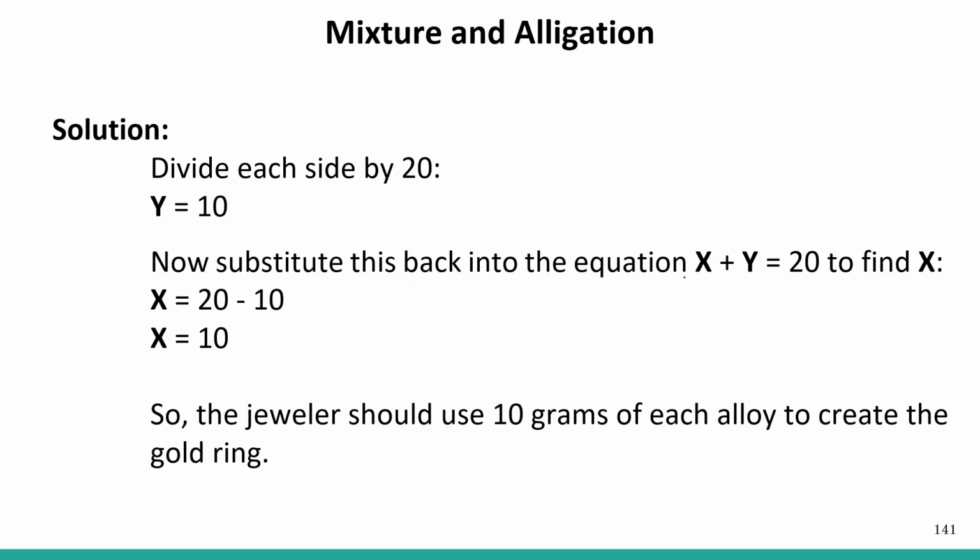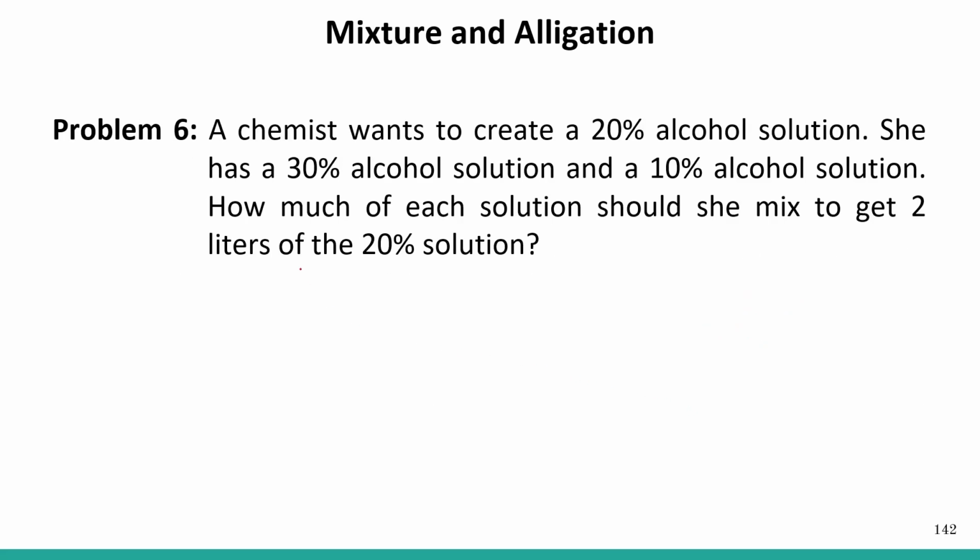So now substitute this back into the equation. So x plus y is equal to what? 20. So find x. x will be 10, because adding x plus y is equal to 20. So if y is equal to 10, this implies that x is also equal to 10, right? So the jeweler should use 10 grams of each alloy, that is the 14 karat gold and the 18 karat gold, to make the new gold ring.